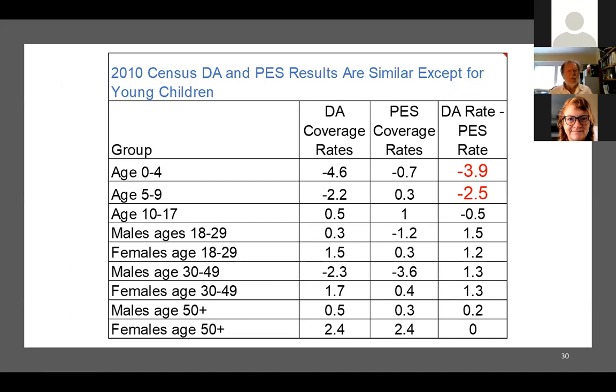This is a comparison from 2010 of the DA coverage rates and the PES coverage rates. I'll draw your attention to the youngest children, where there was an undercount of 4.6% in DA compared to 0.7% in the PES. So there's a big difference there, and a somewhat big difference for age 5 to 9. But for the rest of the groups there, the differences are not that big. The PES and DA are relatively similar for all groups except young children. So either one you use for coverage is probably okay. Next slide.